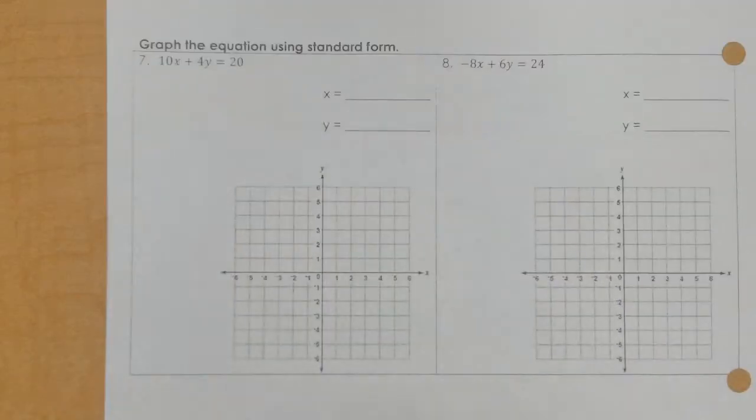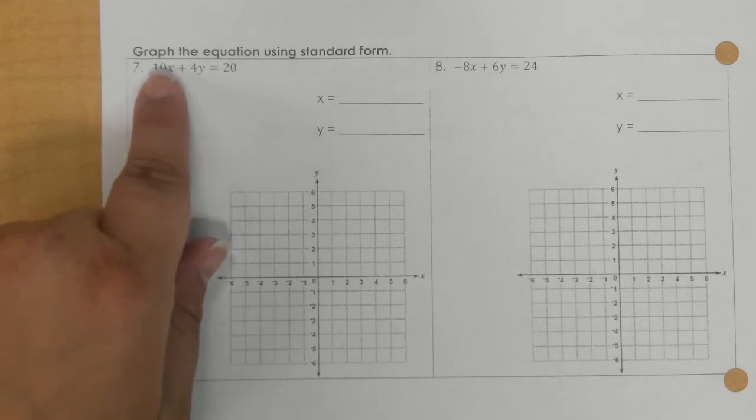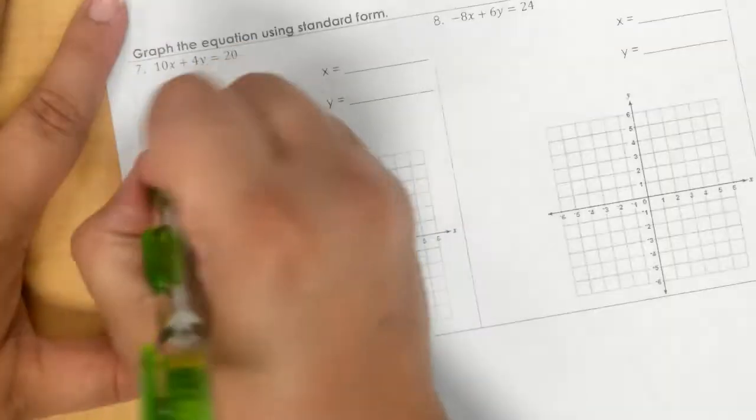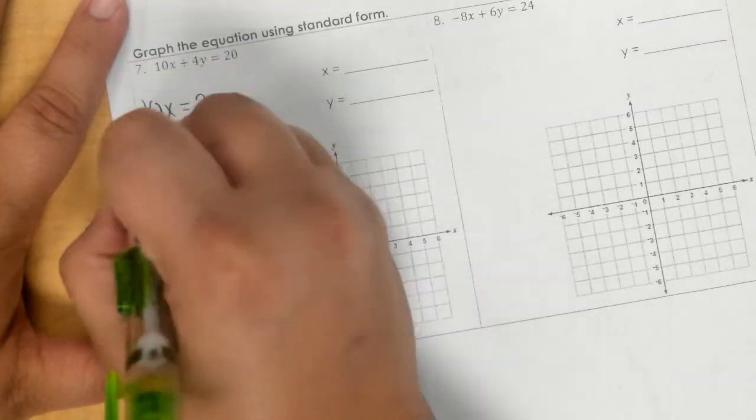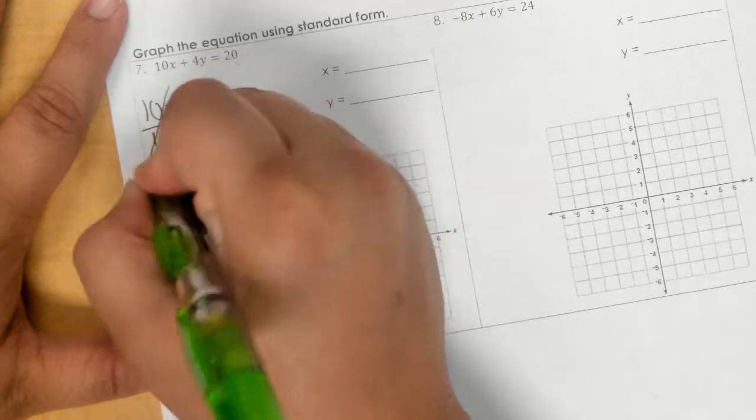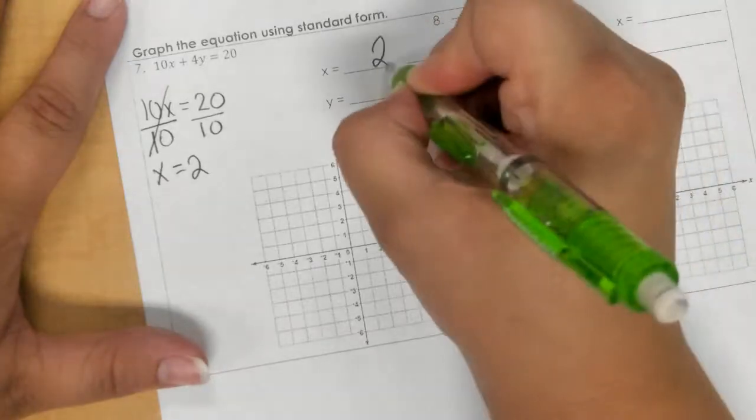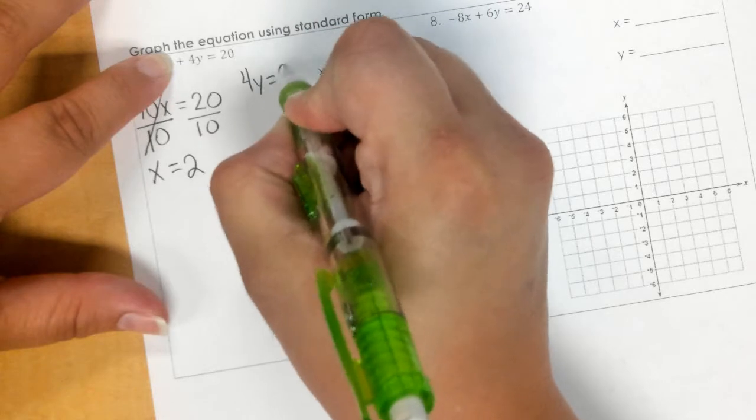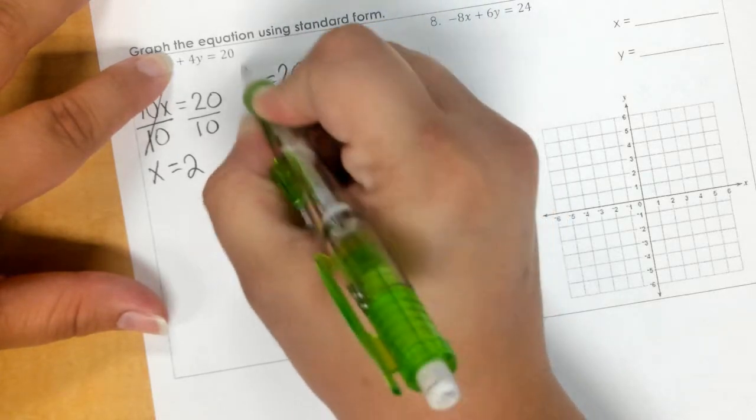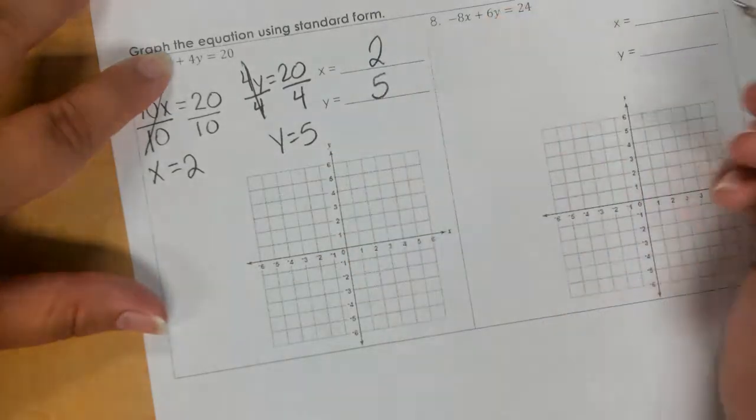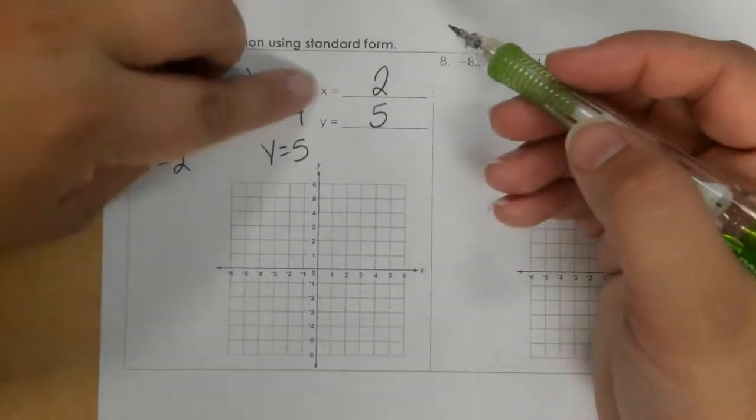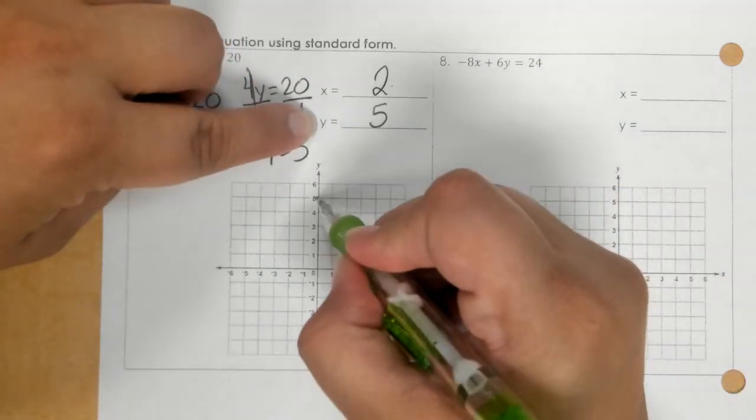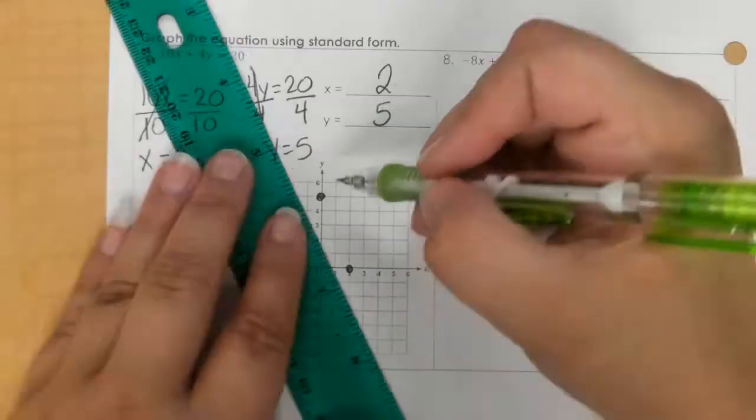On the back, we have standard form. This is where we're just covering up each part and solving equations. So for here, to get our x, we would say 10x equals 20. Divide by 10. X is 2. For a y, we cover up the x. We have a +4y equals 20. Divide by 4. And y is 5. And then to actually graph it, you just go put a point at x is 2. So x is 2. Y is 5.